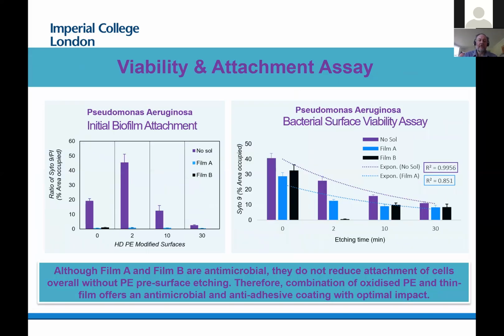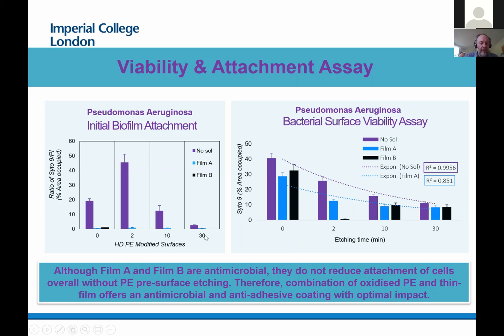So here we've got some data on both viability and attachment assays for Pseudomonas again. In this case, we've got different sorts of surfaces. We've got our polyethylene surfaces, but now we've got them with some with no sols or colloidal particles on them, and some with Film A and Film B. And if you look at the images over on the left, you can see we've got some modified materials. And this represents no oxidation, 10 minutes, 2 minutes, 10 minutes, 30 minutes.